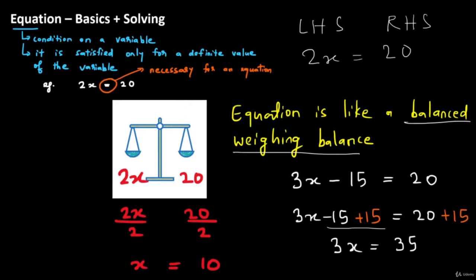Now let me divide both the sides by 3. So I have 3x by 3 on the left hand side and 35 by 3 on the right hand side. So 3x by 3 is nothing but x, right? These two get cancelled out. So I get x is equal to 35 by 3 and that is the solution. All right. Now we have seen that an equation is like a balanced weighing balance, and whatever you do on the left hand side, you have to do the same thing on the right hand side.